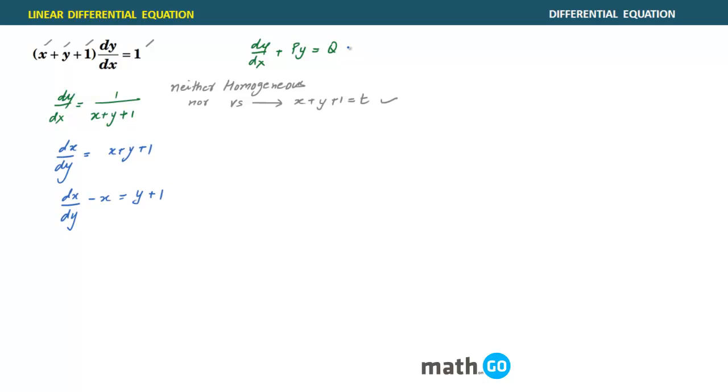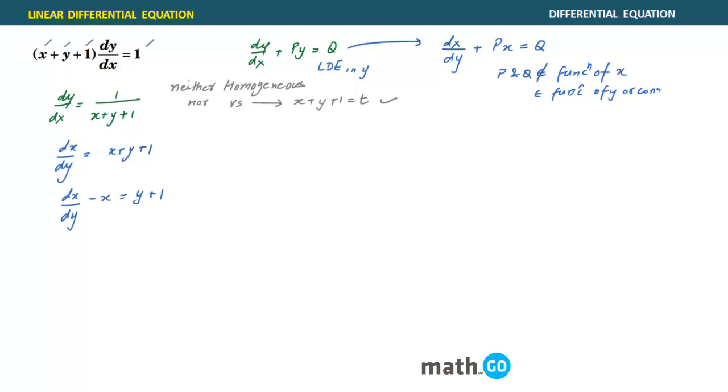Now compare this with this here. It was LD in y. I can say LD in y. Why am I saying LD in y? Because the dependent variable was y. I can similarly say LD in terms of x, which will be dx by dy plus px is equal to q. Now here the condition will change, that p and q do not belong to functions of x, or they belong to functions of y, or they are constant, right?